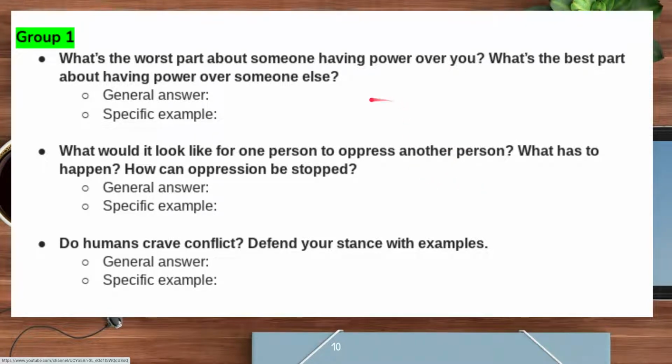Okay, just very quickly reviewing those questions. For group 1, what's the worst part about someone having power over you? What's the best part about having power over someone else? Number 2, what would it look like for one person to oppress another person? What has to happen? How can oppression be stopped? And then number 3, do humans crave conflict? Defend your stance with your examples.